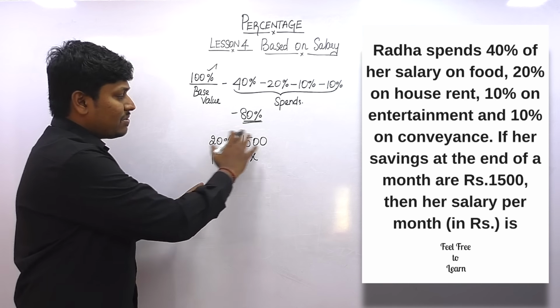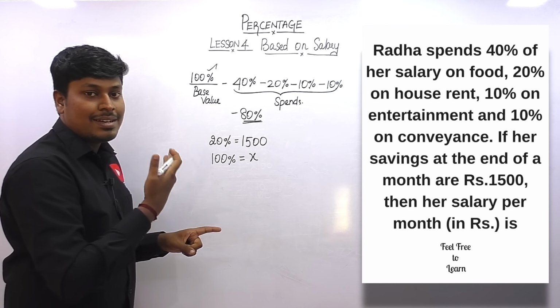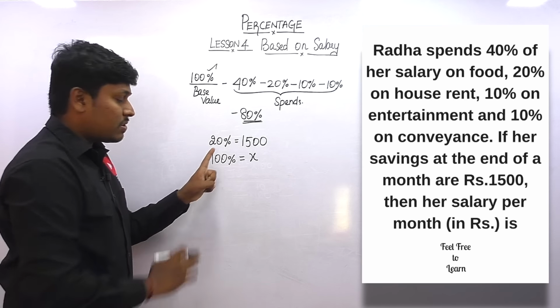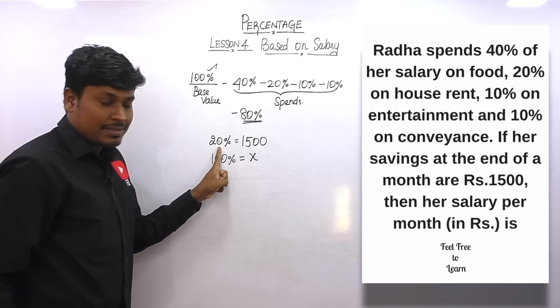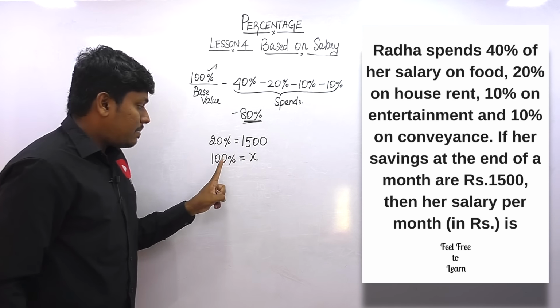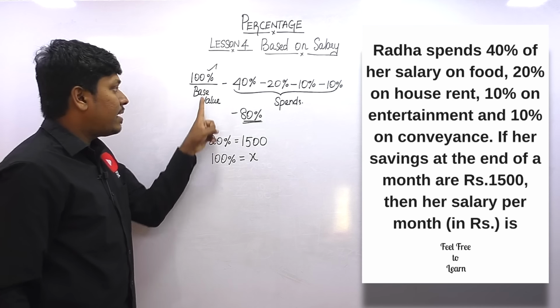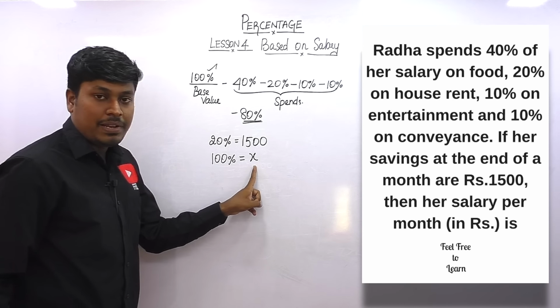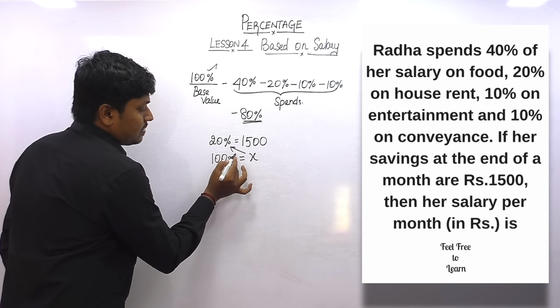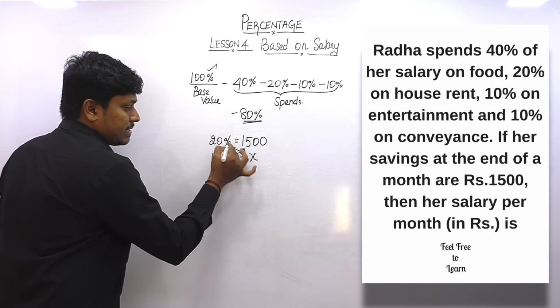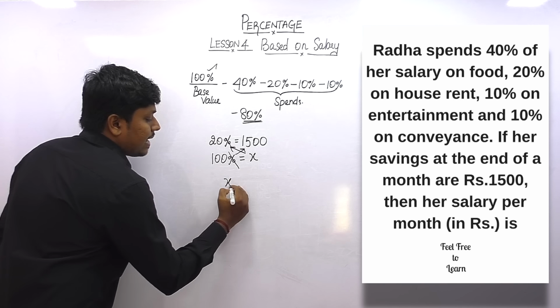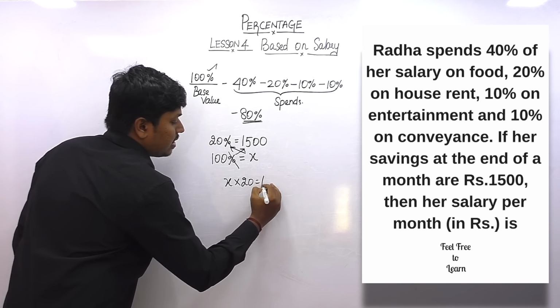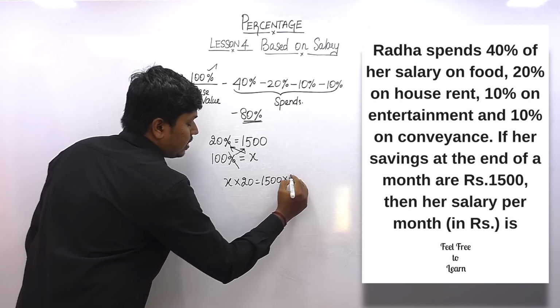Friends, got it? The same procedure that we followed in compound interest, simple interest, etc. Same logic, right? So 20% of salary is savings, which is 1500. 100% is the base value. We have kept the base value as total salary, 100%. So 100% is equal to X. Now you need to cross multiply. Cancel percentage and percentage. When you cross multiply, X into 20 is equal to 1500 into 100.